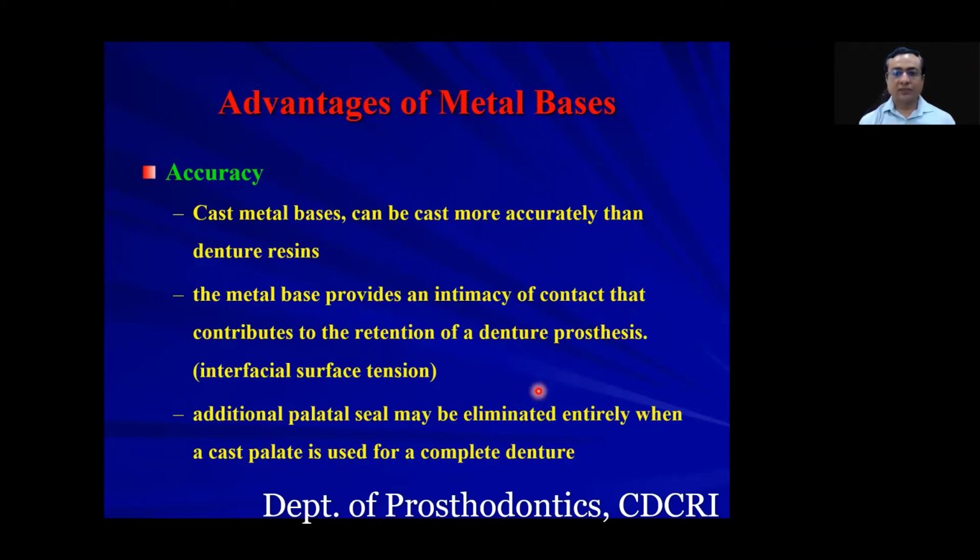And that intimacy of the contact between the denture base and underlying tissues enhances the retention of the denture. Also, it leads to better force transmission. So, stability and support are also increased. So, metal denture base offers advantages in terms of retention, stability, and support. Now, retention with metal denture base is highly accurate.